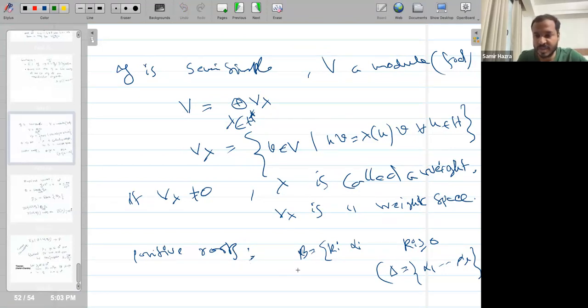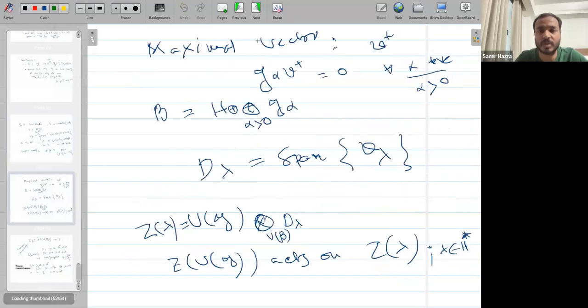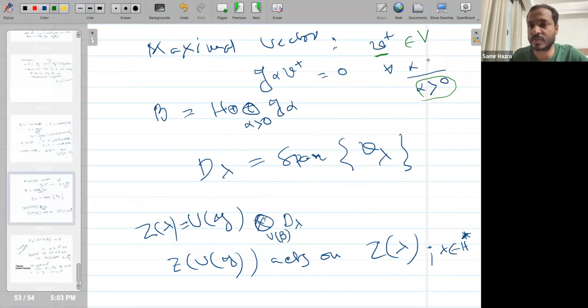And we do not need the definition of positive roots anyway. So what are maximal vectors? Suppose V plus is inside V, of course inside the module. If g_alpha v for alpha bigger than 0, I don't want to use this notation, I can just say for all alpha simple. Before that, we have to fix a basis of simple roots.